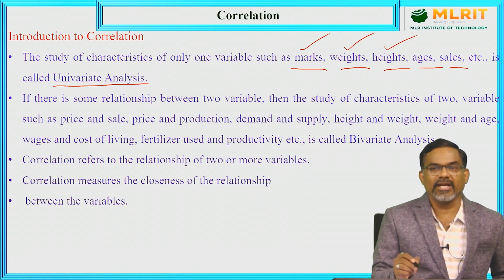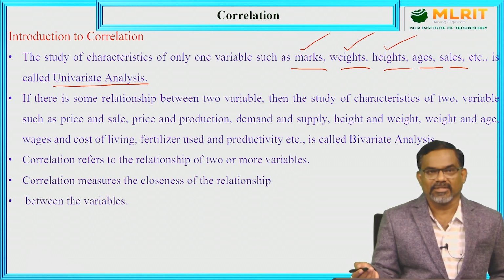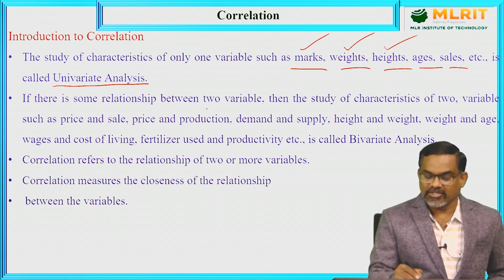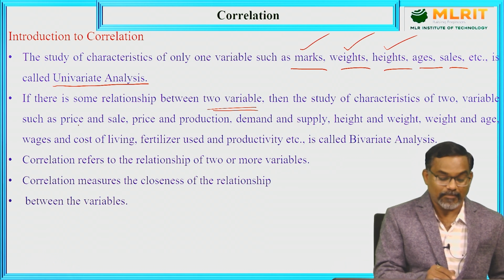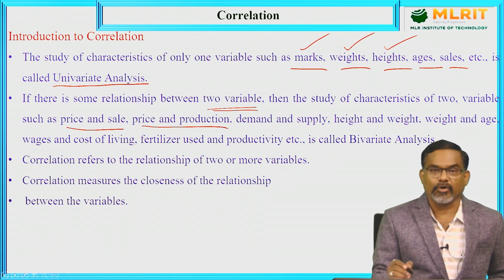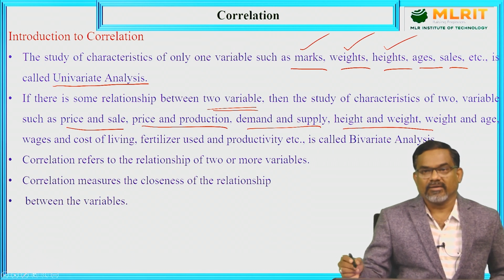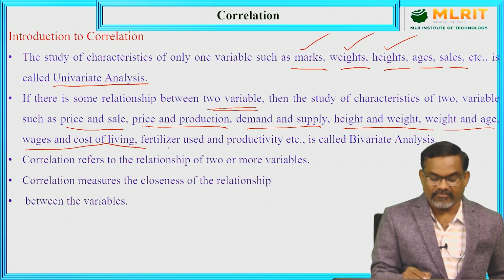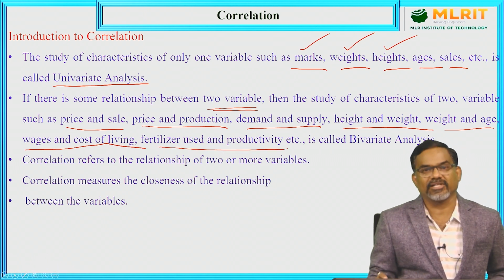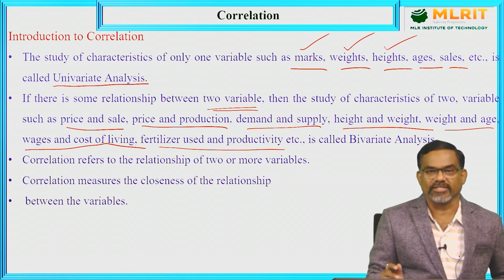If there is some relationship between two variables and we are dealing with two or more variables, for example, let us consider two variables, then the study of characteristics of two variables such as price and sale, price and production, demand and supply, height and weight, similarly weight and age, or wages and cost of living, fertilizer used and productivity, etc. This is called bivariate analysis. Here we deal with two things. So, that is why bivariate analysis.